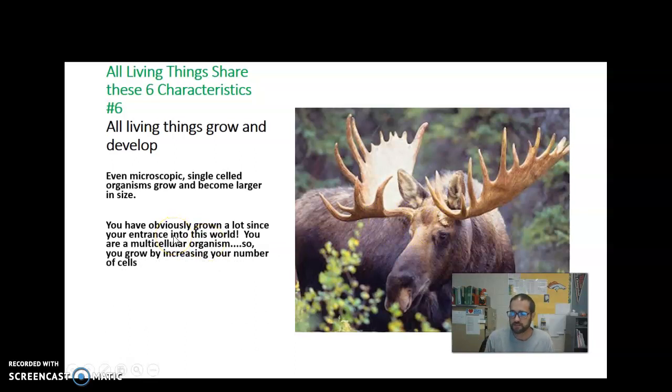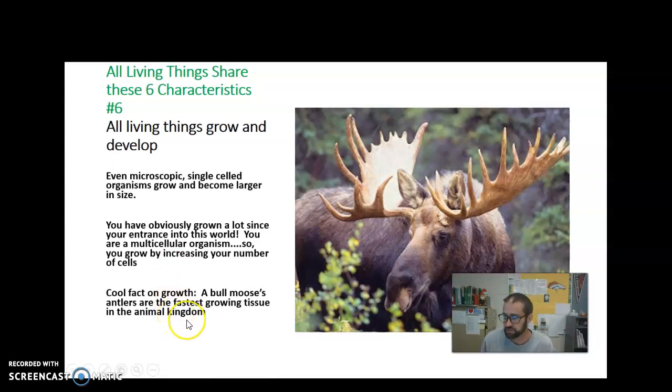So you obviously grow a lot since you've come into this world. Humans, we are multicellular organisms. So instead of just our cells getting bigger, we also grow by increasing the number of cells that make up our body. And I just thought this was a really cool fact, that a bull moose's antlers are the fastest growing tissue in the animal kingdom. I think that's pretty amazing. They're pretty cool animals.